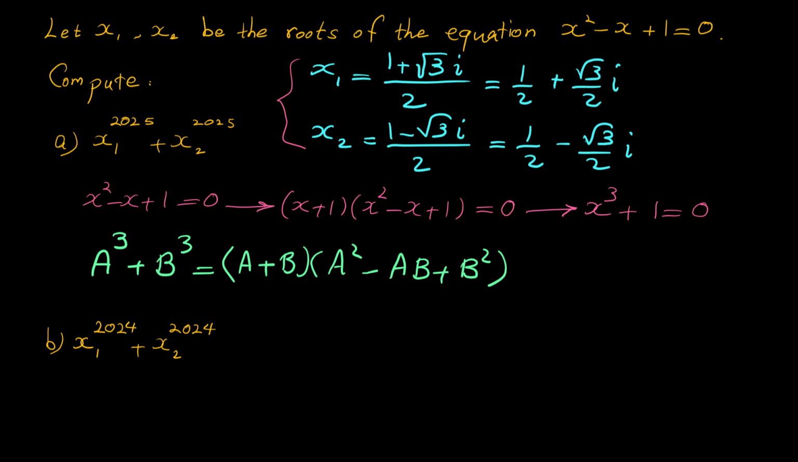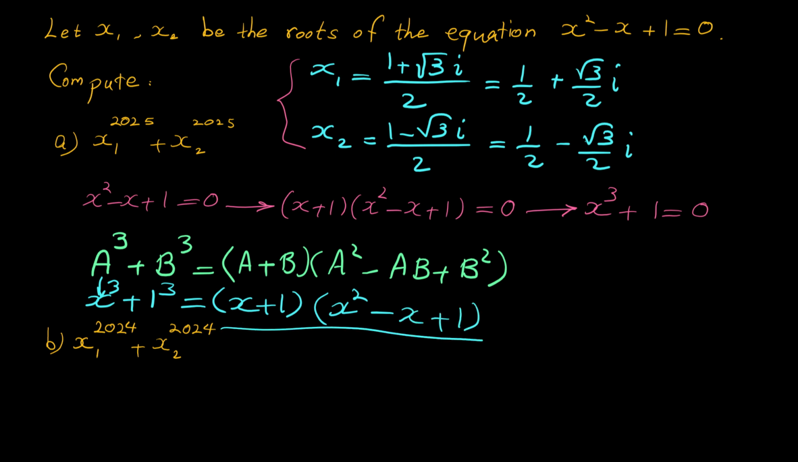Based on this identity, please pay attention, x to the power of 3 plus 1 can be factored in the form of x plus 1, a plus b, where a is x and b is 1. So x to the 3 plus 1 to the 3, which is 1, can be factored in the form of x plus 1 times x to the 2 minus a times b, which is x times 1, which is x, plus b to the 2, which is 1. Now look at this and look at this expression.